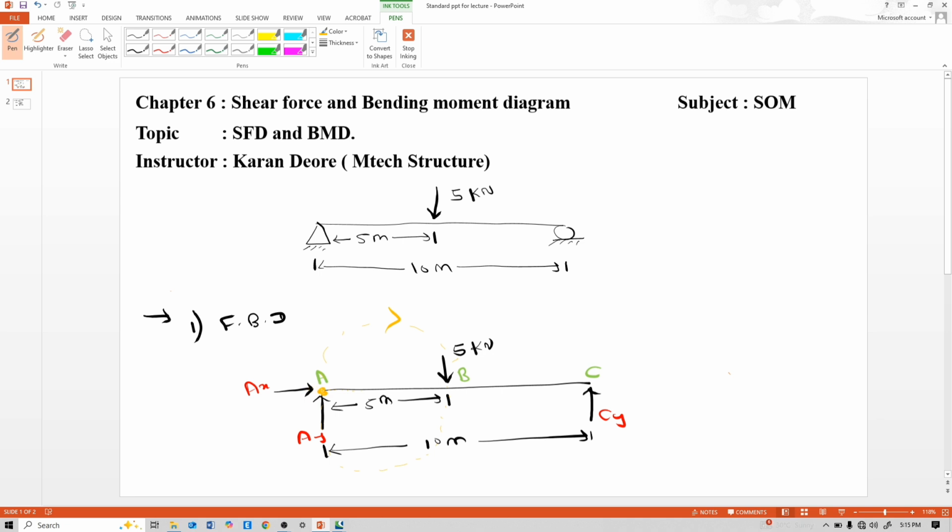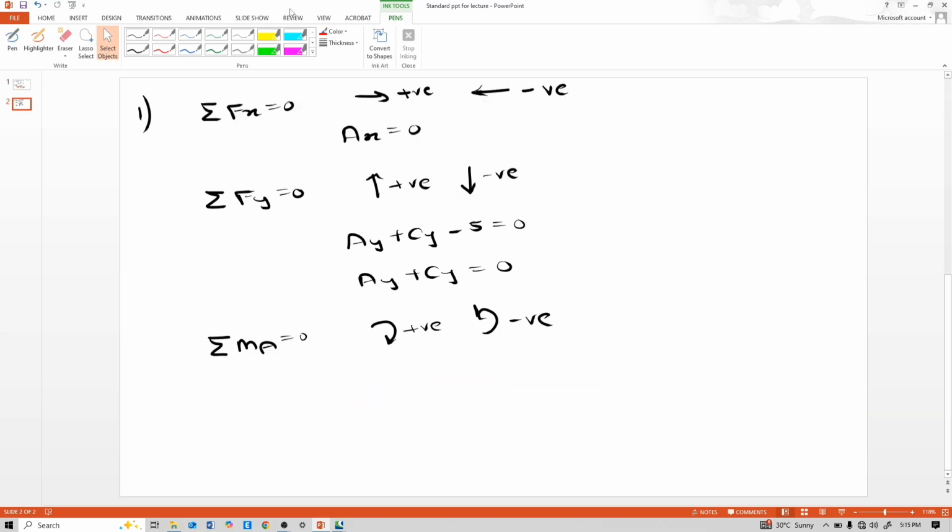So clockwise means positive 5 into this vertical downward force. This force is multiplied by the perpendicular distance from that point to the force. See, this is the force and this is the perpendicular distance from point A to that force. So 5 into 5, positive.